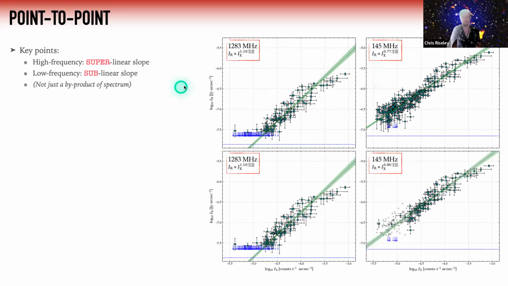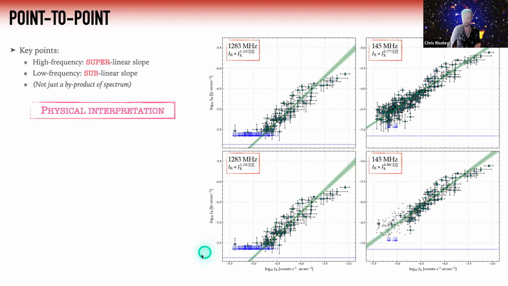This is ongoing work. And this is not just a byproduct of the fact that the spectrum is very steep in these outer regions. Using a common set of regions and repeating the fit, we see a slope that is closer to linear at low frequencies, but using only the regions where both MeerKAT and LOFAR detect emission, i.e. where the surface brightness is high enough and the spectrum flat enough to detect, we still see a sublinear slope with LOFAR and a superlinear slope with MeerKAT.